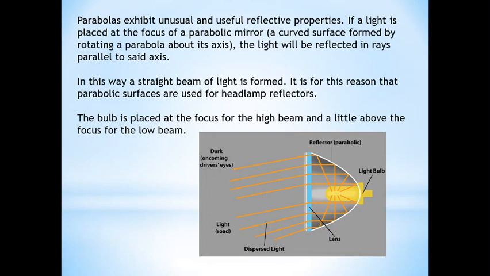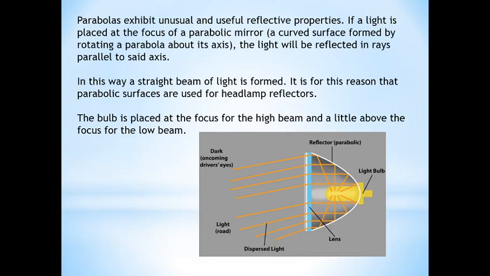So parabolas exhibit unusual and useful reflective properties. If a light is placed at the focus of a parabolic mirror, the light will be reflected in rays parallel to said axis. So dito, ang parabola ay ginagamit sa mga headlights or headlamp. For example, sa ilaw ng sasakyan, yung headlight ng sasakyan or the flashlight. So, parabolic ang ginagamit doon. Reflector, parabolic. So, paano po yun gagana?